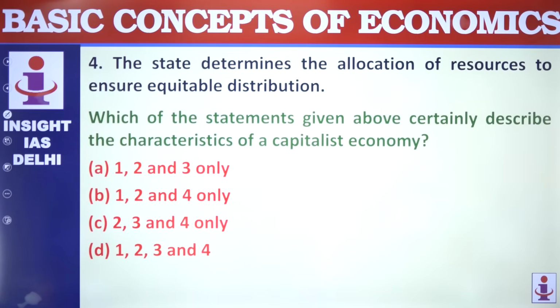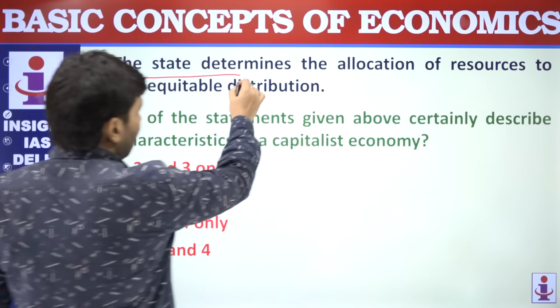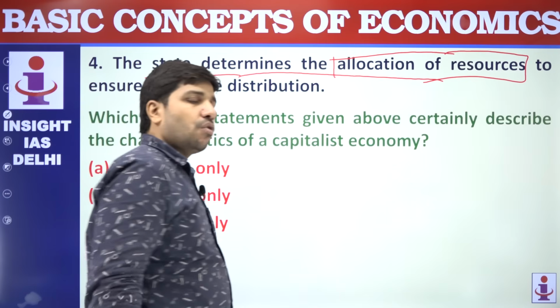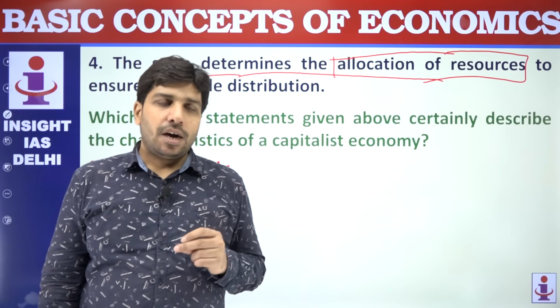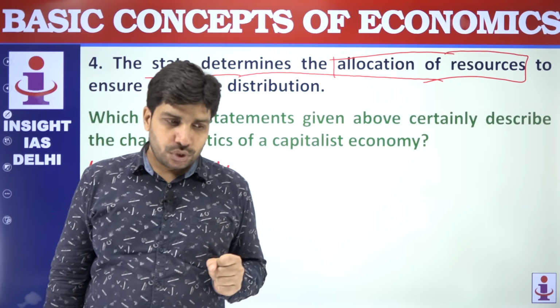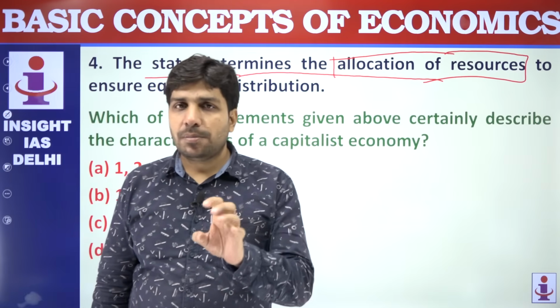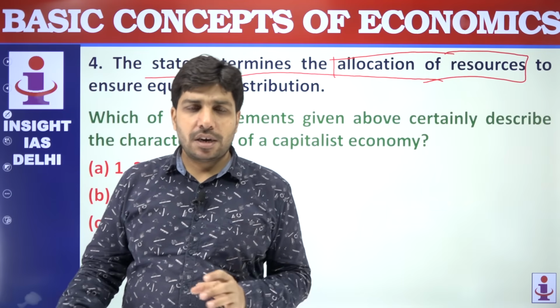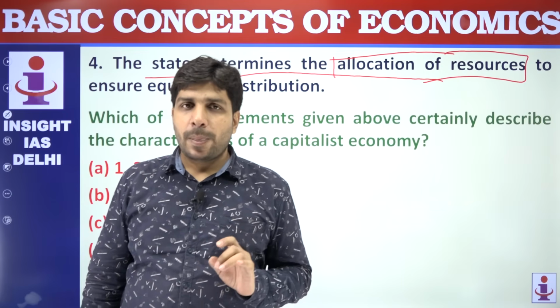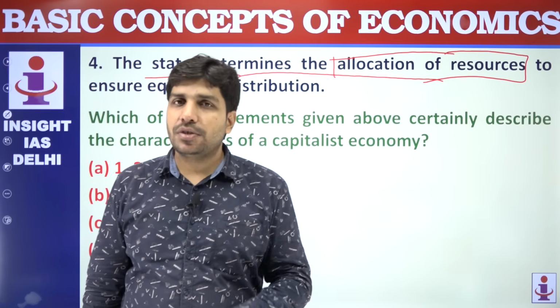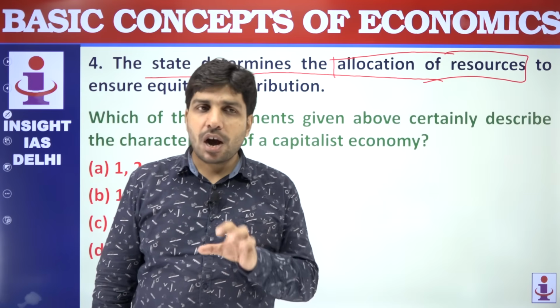The state determines the allocation of resources to ensure equitable distribution. In a capitalist economy, a state does not always determine the allocation of resources. What is the meaning of allocation of resources? Very often we encounter this term. Take this as an example. Suppose India has 100 crores of funds, 1000 laborers and some 10 kgs of rice. Now, how to utilize these resources? Capital is a resource, labor is a resource, food grain is a resource. So how to utilize them?